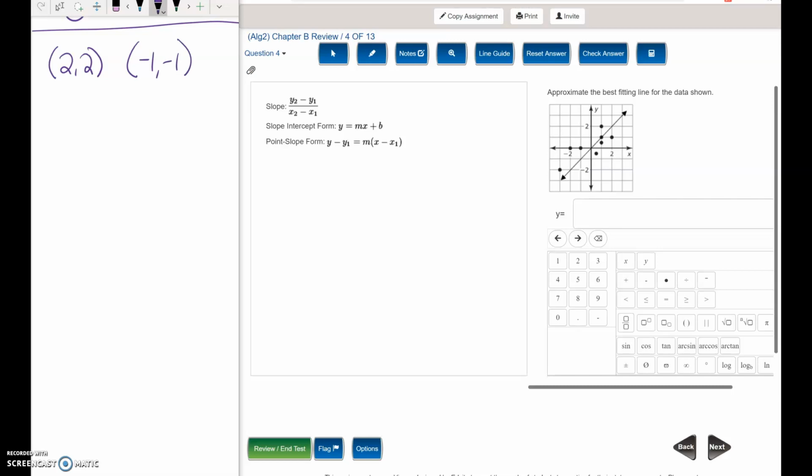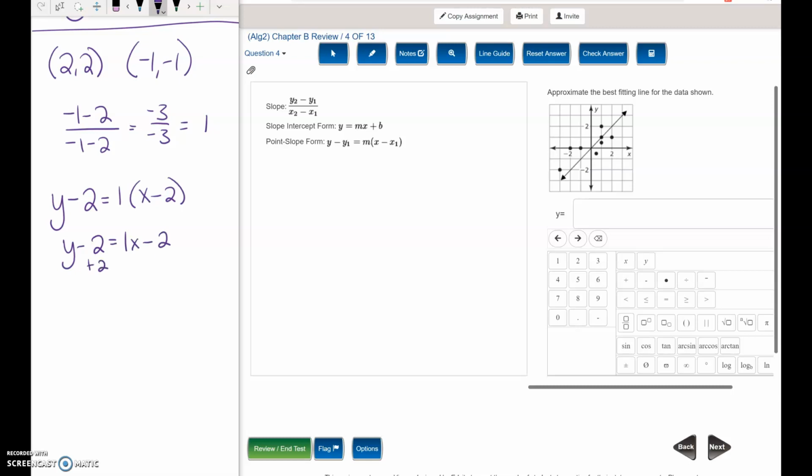And you can probably already guess what the slope is going to be, but negative 1 minus 2 over negative 1 minus 2 is negative 3 over negative 3, which is positive 1. There's a slope of positive 1. Then you're supposed to use point slope form with one of those points. So y minus 2 equals 1 times x minus 2, and you end up getting y equals 1x, or just y equals x. And honestly, looking at that line, you can probably figure out that that's the line y equals x.